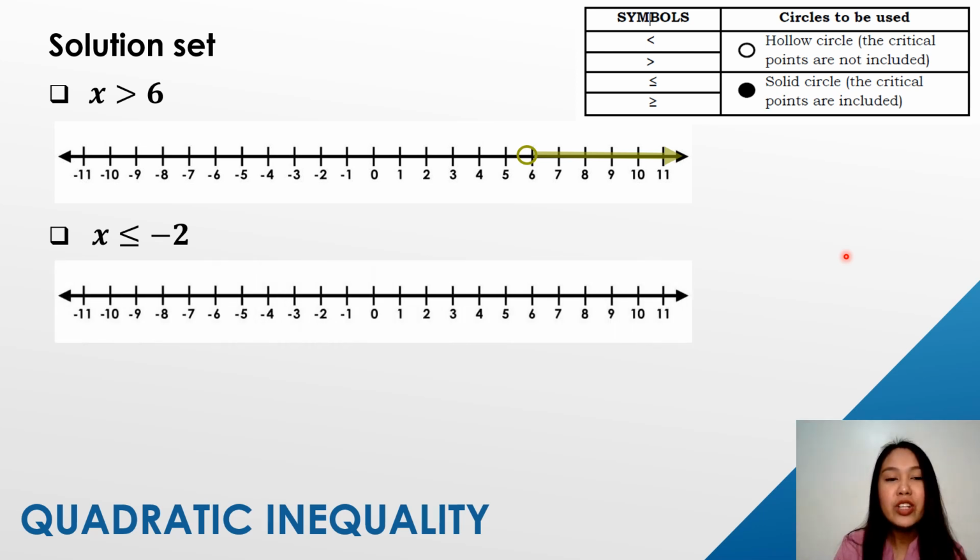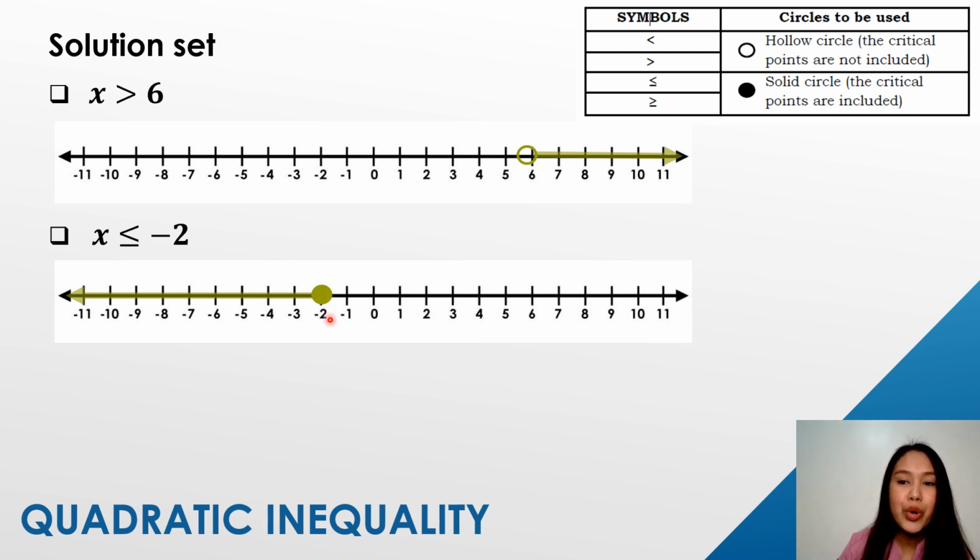Okay, now let's try another example. I have here x is less than or equal to negative 2. Again, to identify the solution set, we mark it on a number line. The number given in our solution set is negative 2, so we mark -2 on the number line. How are we going to mark that? We base it on the inequality sign. Since this is less than or equal to, we use a solid circle on -2. So there it is, a solid circle.